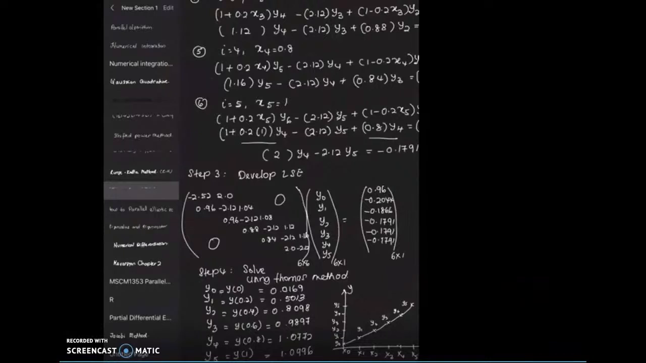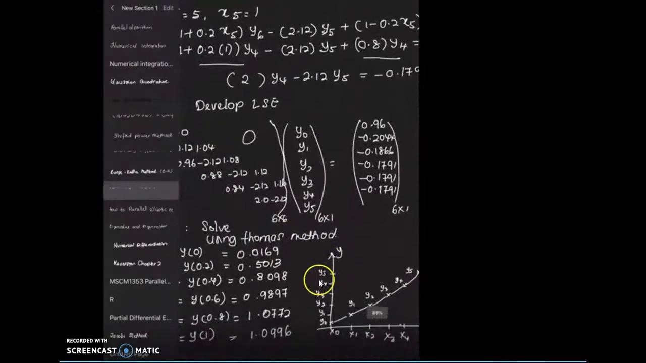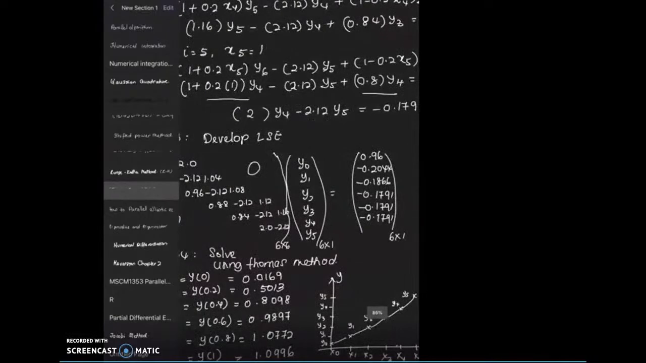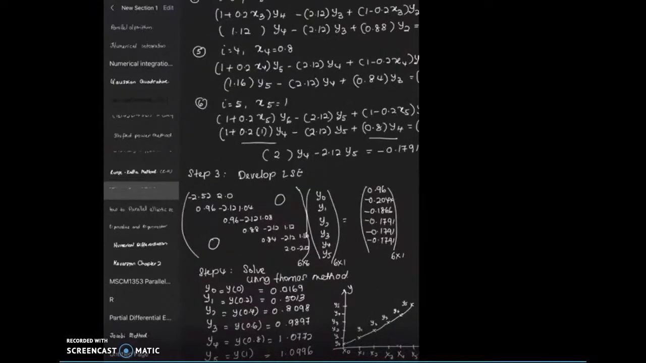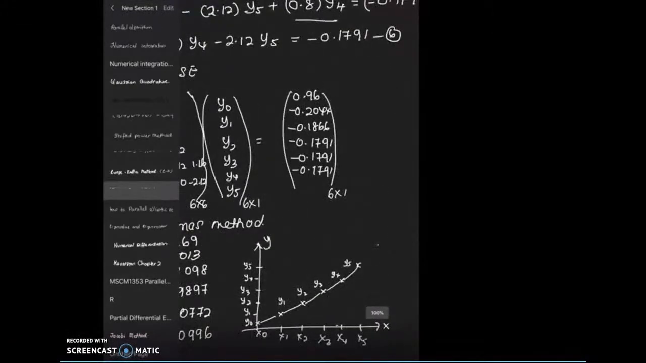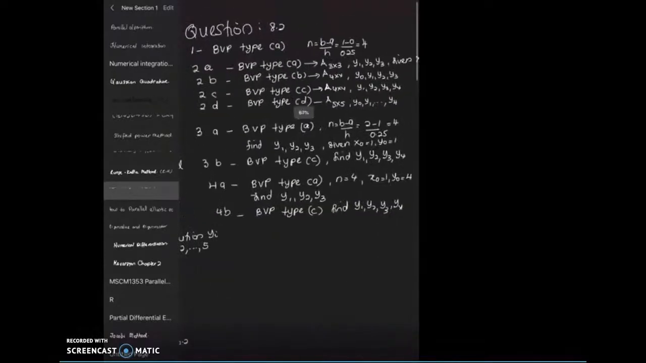I go to the page, chapter 2, I just input what is the alpha, what is the beta, what is F, and then I can get the solution for Y0, Y1, Y2, Y3, Y4, Y5. If I'm not getting this value, I need to use the online system for the Thomas method, the online system for Gauss elimination. So now, I already express it here.